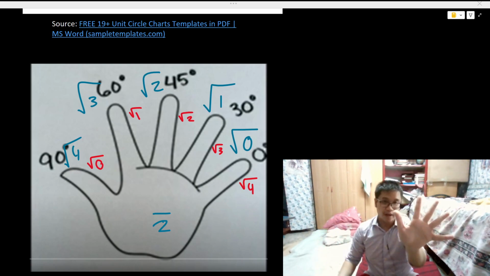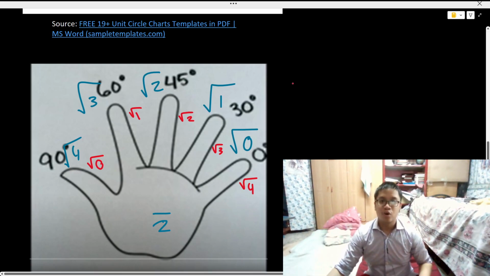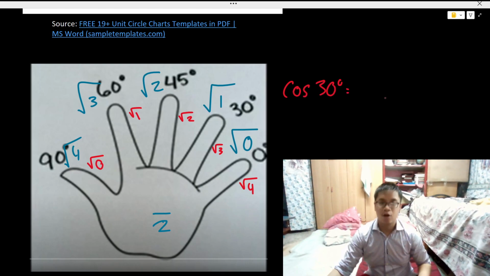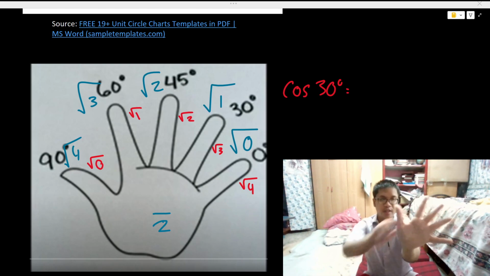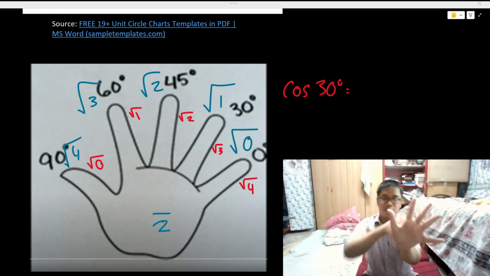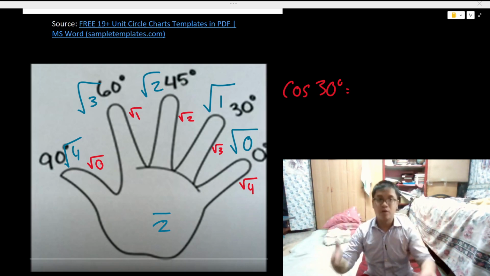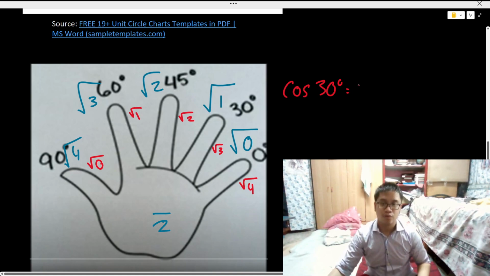That's it. Now, do the same thing. Let's find cosine 30 degrees. Where's 30 degrees? It's here, right? So count from here. 0, 1, 2, 3. Now square root it. Square root of 3 divided by 2. Square root of 3 all over 2.